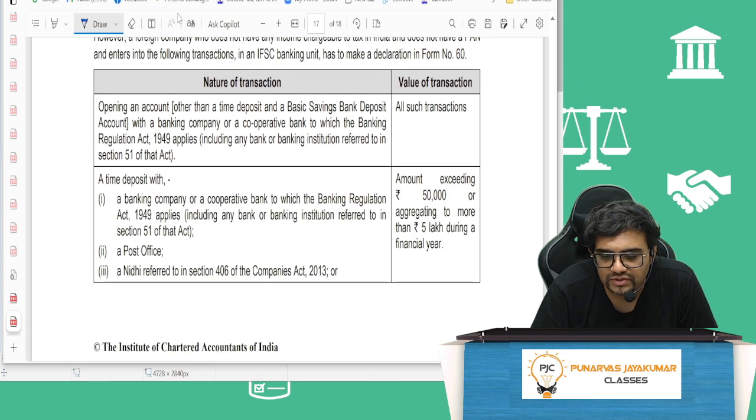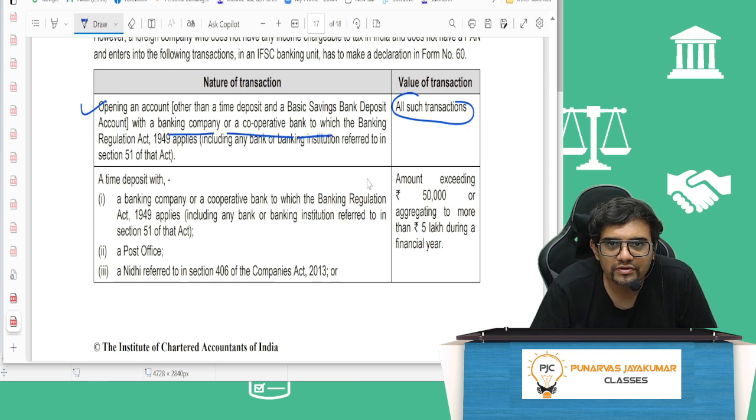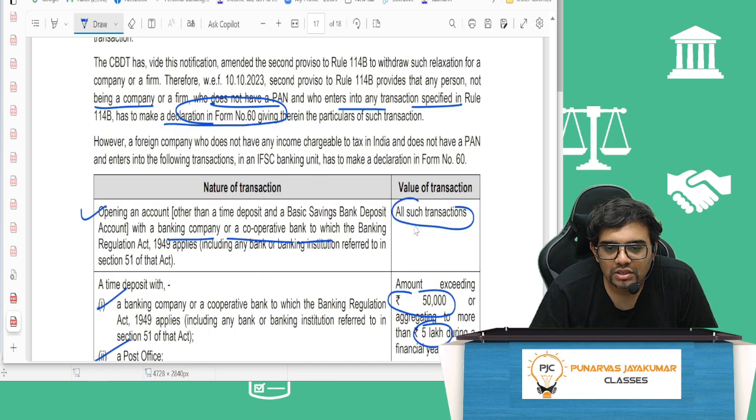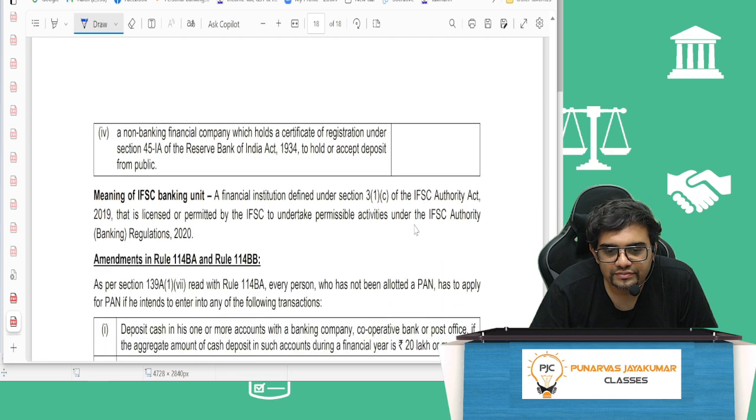What declaration? This one. For all such transactions with respect to opening of an account in a banking company or cooperative bank, you have to declare under Form number 60. Apart from that, if you make a time deposit in a banking company, post office, or a Nidhi company, and the amount exceeds 50,000 or aggregates to more than 5 lakh during the financial year, that is, each time deposit more than 50,000 or overall 5 lakh, then you have to give a declaration in Form number 60.